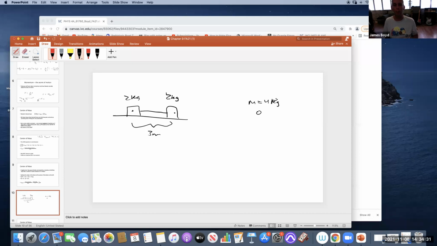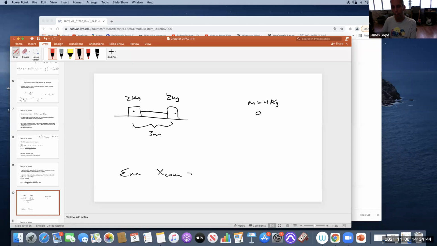Obviously, your intuition probably goes, well, it's going to be right at the halfway. They're equal masses. Yeah, but can we mathematically prove that without relying on intuition? And the answer is yes. The sum of the masses times the x coordinate of the center of mass is equal to mass 1 times x1 plus mass 2 times x2. The sum of each mass times its position, divided by the sum of the masses, is the position of the center of mass.